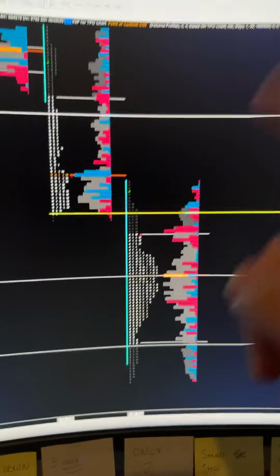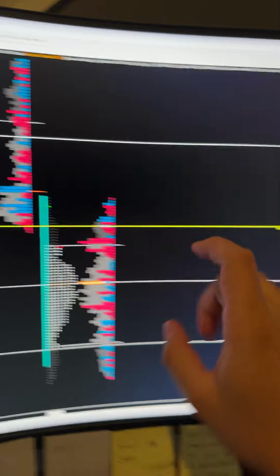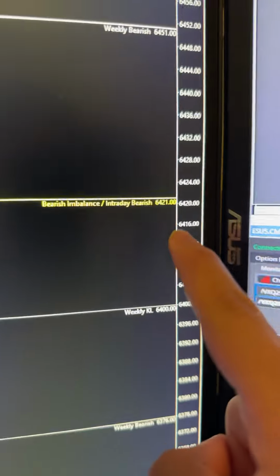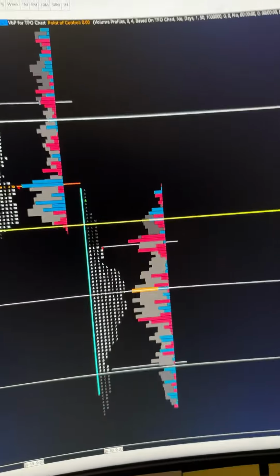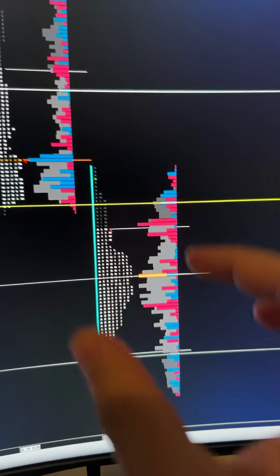I would like to give you guys a small recap and just let me know if this is something you guys like. Into market open, one key level I was looking at yesterday was the 6421 level, which was the close to the intraday low of yesterday, along with a bearish imbalance based off the profile.